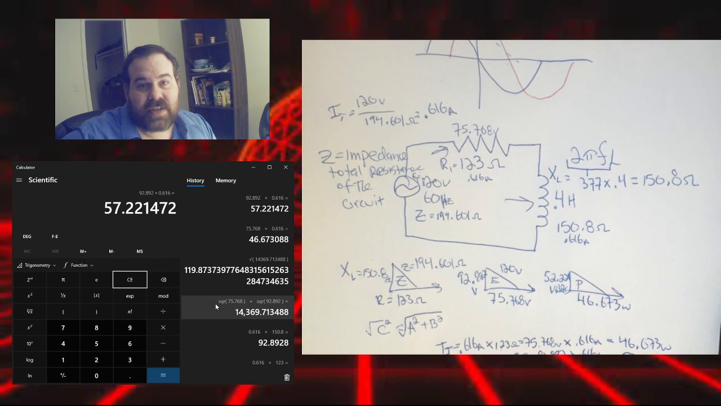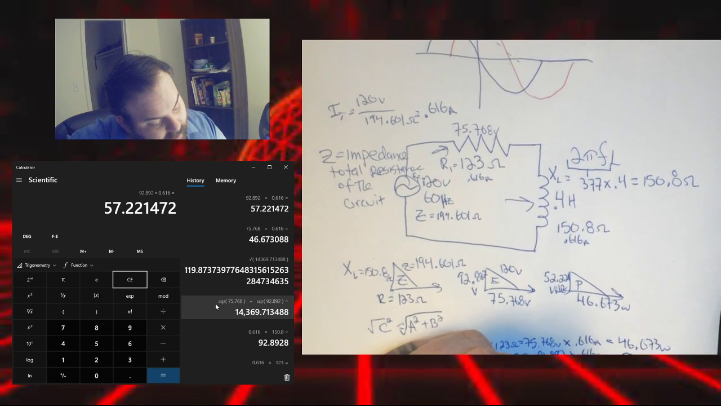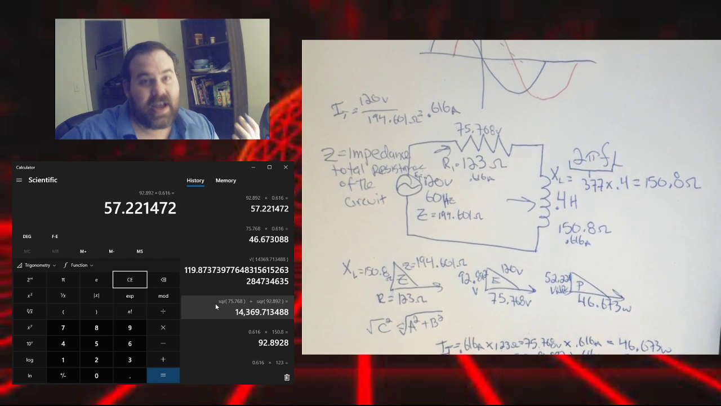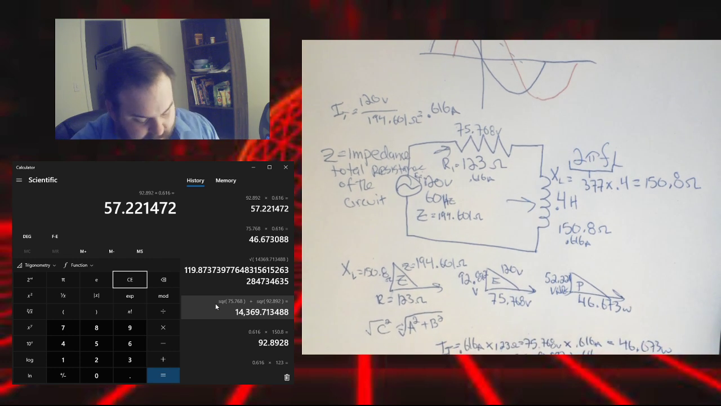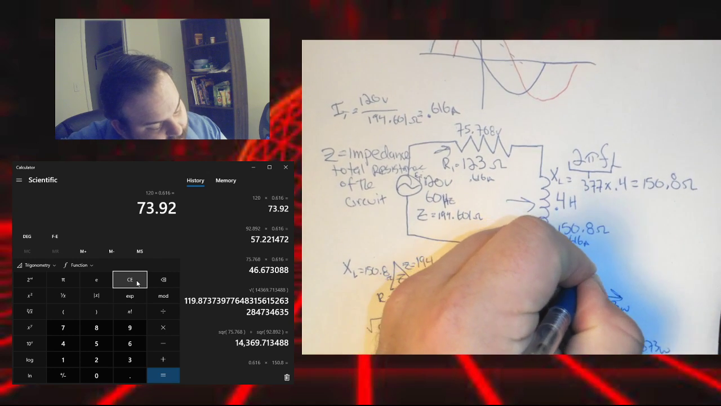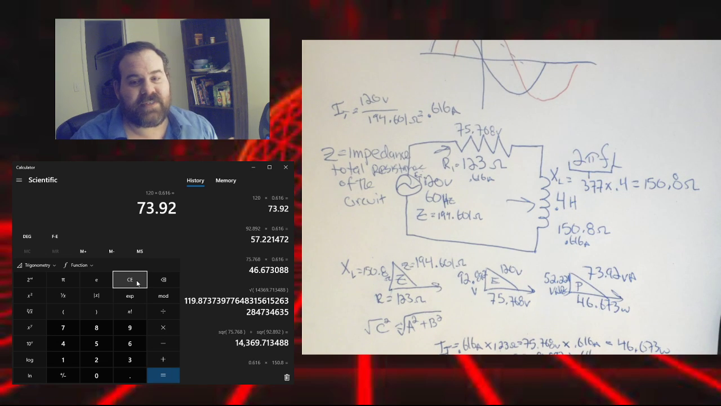Now there's two ways to do this next part. We can either do Pythagorean theorem to find the last triangle here, or we can just take 120 times 0.616 amps, because voltage times amperage gives us power. We're talking about the totals right now. So let's do that. 120 times 0.616 gives us 73.92. We call the totals volt amps.